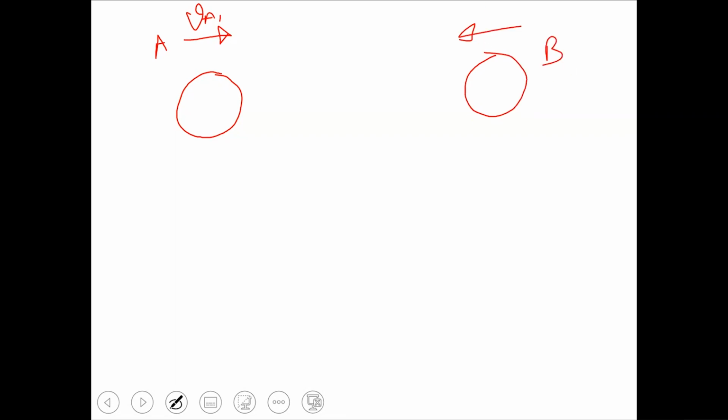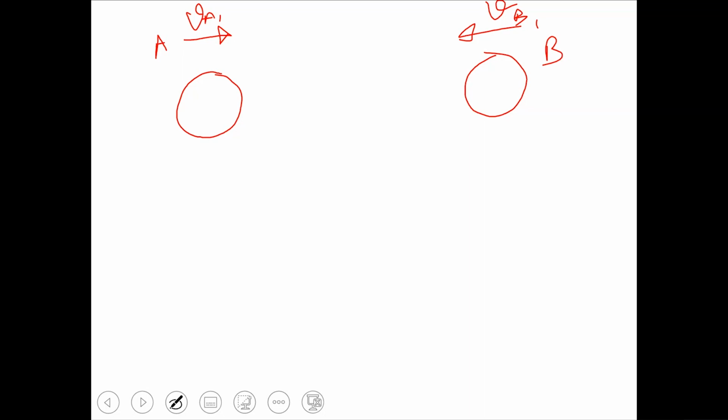Okay, now in order to differentiate between central and oblique impact, let us consider a particle, say this particle which is particle A, and it is traveling with some velocity, say VA1, towards the right. Then we have another particle, say particle B, which is traveling towards the left with a velocity of say VB1. Since these two particles are traveling towards each other, definitely they are going to collide at some stage.